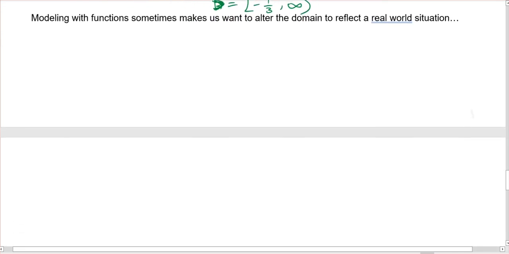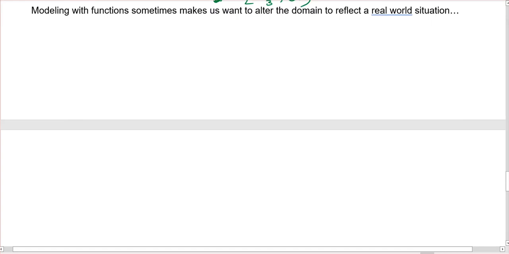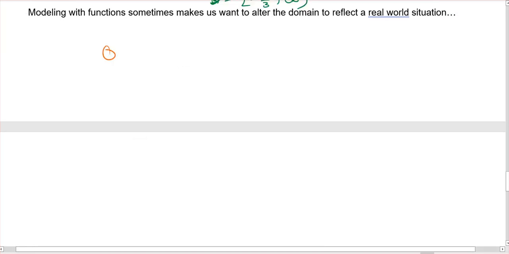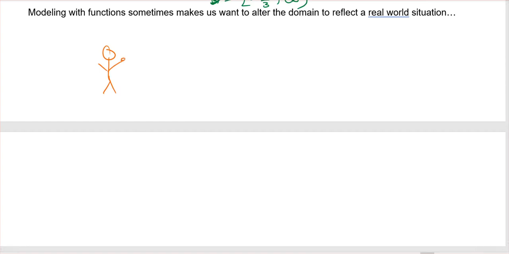Okay, so let's make some sense of what I've written here. So modeling with functions sometimes makes us want to alter the domain to reflect it. Sometimes physical constraints make it so the math stuff we write doesn't really make any sense. Let me give you an example. Let's pretend we've got a basketball player, and here's our basketball player, and that basketball player is going to take a shot, and the basketball, I know that it's not the right size, but the basketball is going to go like this, and it's going to hit the hoop, and it's going to go in the hoop.